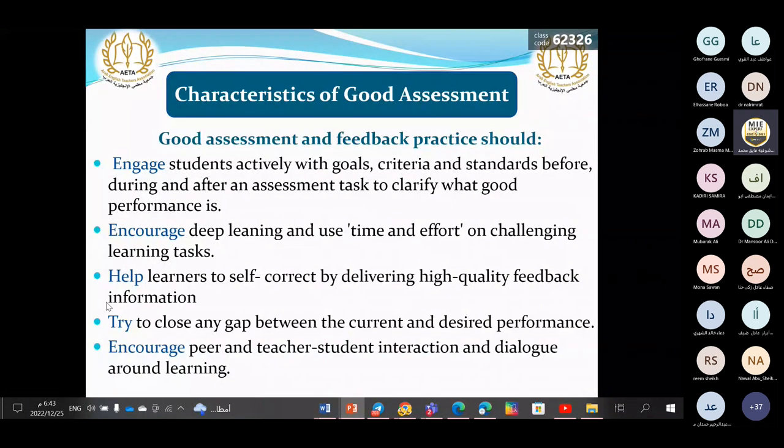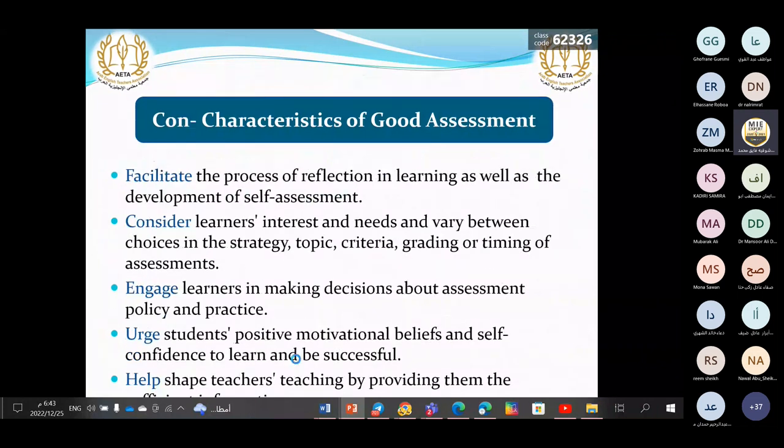Then, encourage peer and teacher-student interaction and dialogue. It is very important to make interaction between you and your students in order to achieve your goals. Also to facilitate the process of reflection. Reflection is very necessary for you as an educator and for your student, to reflect on your understanding and your development. For example, you will say, if I had the chance to deliver this lesson or this lecture again, how would it be? Or what would I change? If I had the chance to change, what would I change, etc.